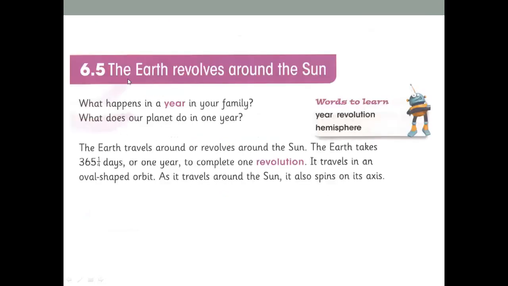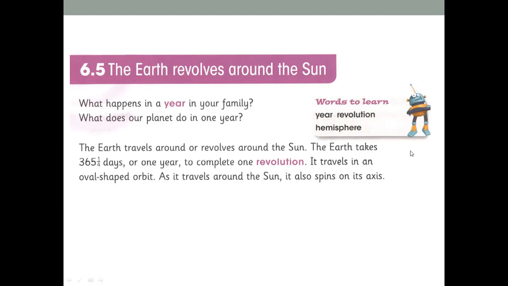After this lesson, 6.5, the Earth revolves around the sun. What happens in a year? What does our planet do in one year? The Earth travels around and revolves around the sun. The Earth takes 365 and 1/4 days, so we sometimes write only 365, or one year, to complete one revolution. This is called revolution.